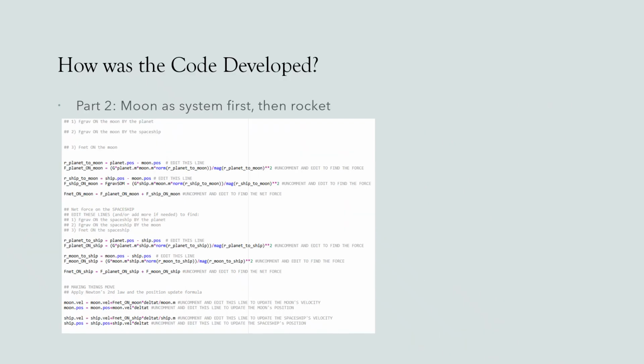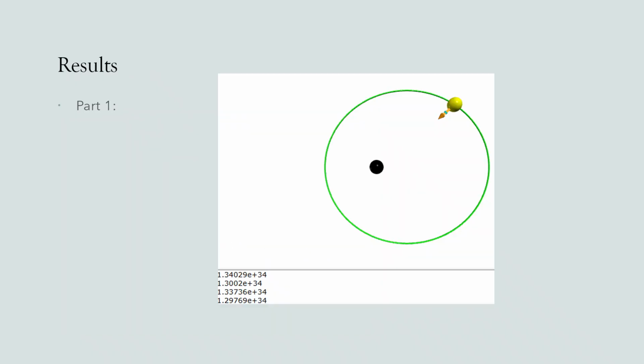So for part 2, our moon was selected as the system first and then the rocket. In both cases, the planet was in the surroundings. The reason we want to choose the moon as system first is to find its orbit. And after we have the moon's orbit, we can find the rocket's orbit, which is going to depend on the moon's orbit.